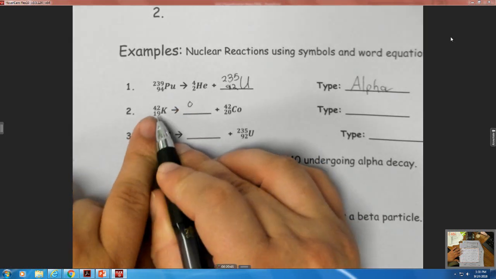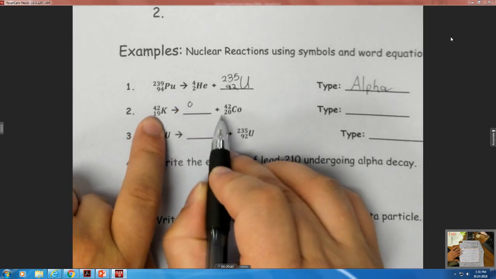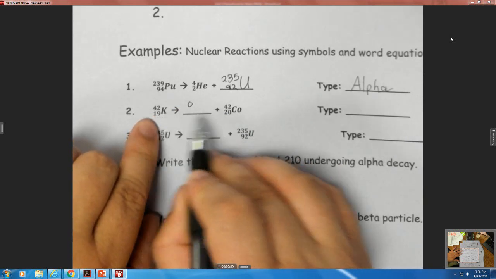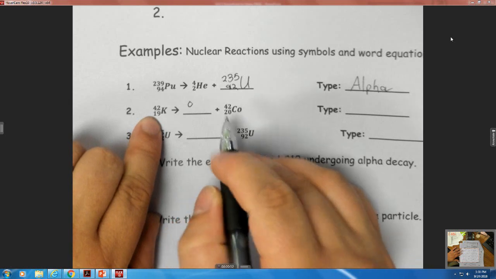Now, on the bottom, I've got a 19 over here and a 20 over here. So what do I do? I just take 19 minus 20. What's that? That's -1.